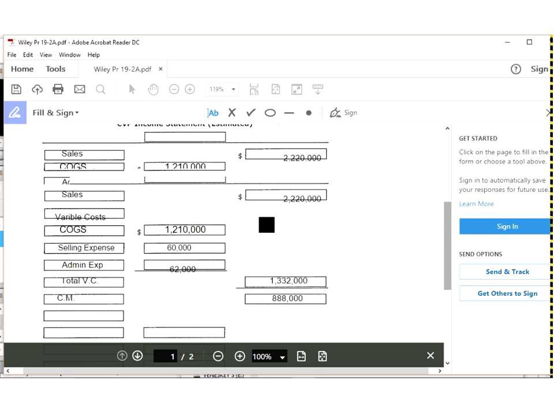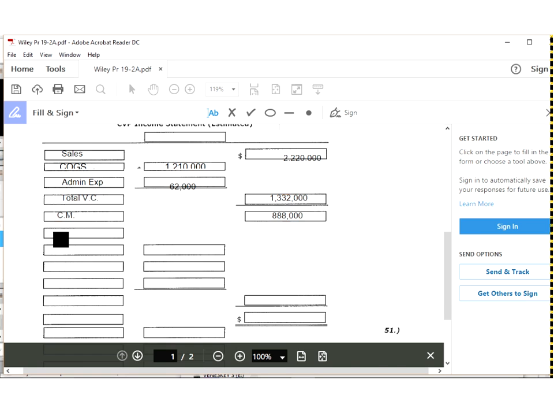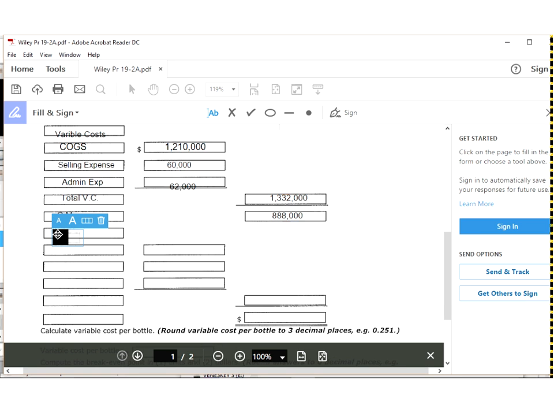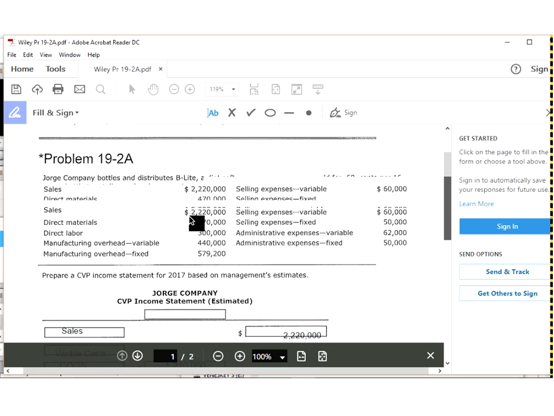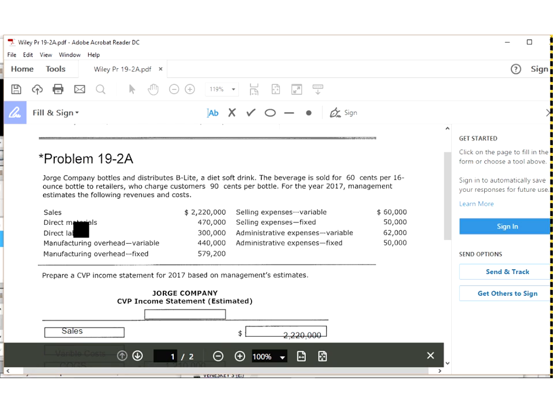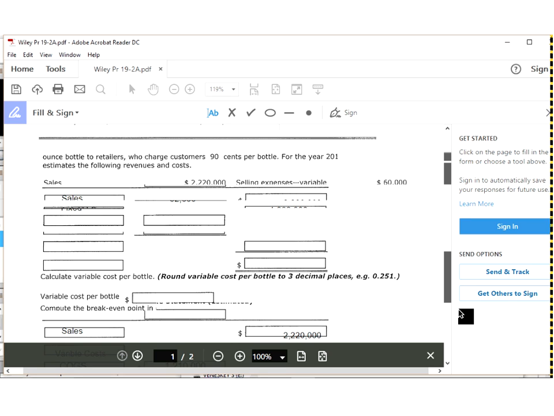Now we get to the second part of the income statement, our fixed costs. And the first one is our cost of goods sold. Well, this was a variable cost. Labor was a variable cost. Manufacturing was broken up between variable and fixed. So for my cost of goods sold section in the fixed, I just have this one number, $579,200.